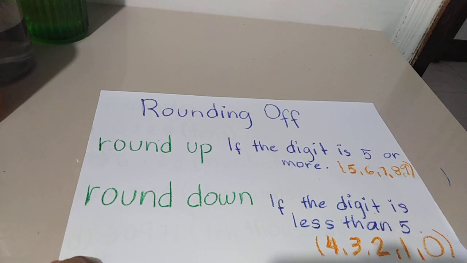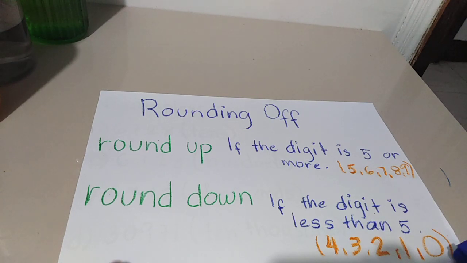Now, if the digit to the right of the number that you are rounding off is less than 5, that number can be 4, 3, 2, 1, or 0, we are going to round down the number. So when we say round down, we are not going to add 1 to the number we're rounding off, but instead, the number will still remain the same.